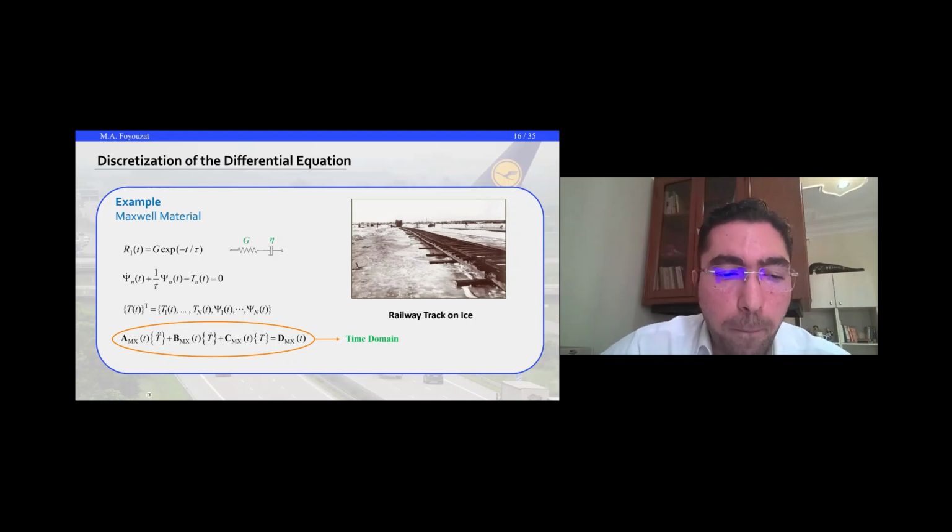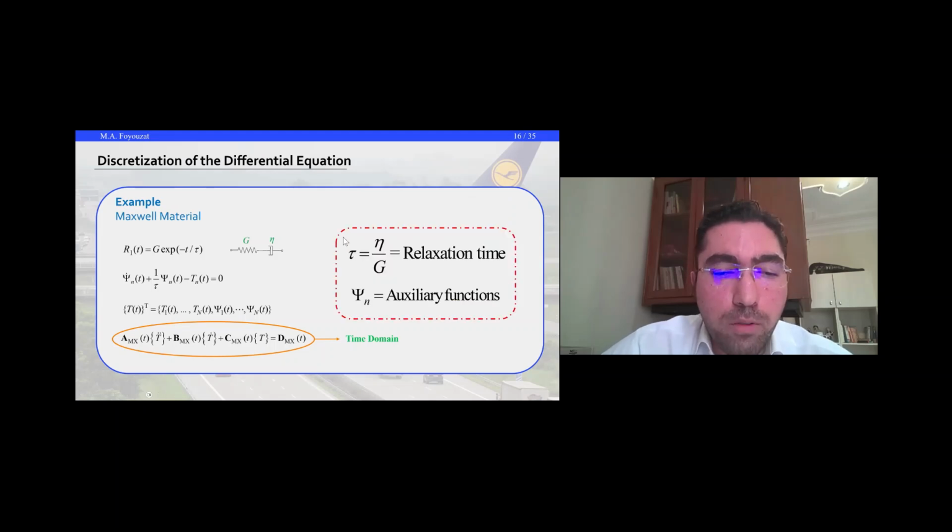After applying the inverse Laplace transform to the equation, we arrive at a system of second-order differential equations with variable coefficients. Matrices pertain to the Maxwell model. In these relations, the auxiliary function psi, as you can see, appears during the inverse transformation process, and tau is the time of relaxation. This equation can be readily solved using appropriate numerical methods to obtain the solution.